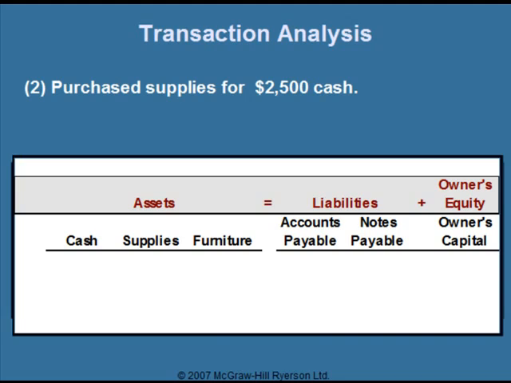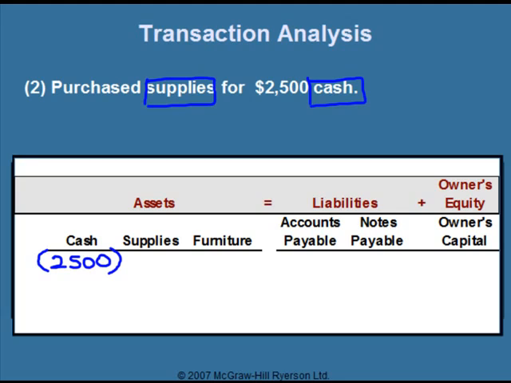Another example of a transaction is when the company purchases supplies for $2,500 cash. When we read this transaction, we have to identify the accounts that are changing, and we have supplies and cash. We know that cash is an asset, and we're going to write the $2,500 under the cash column. Now, when a company purchases supplies for cash, the company's cash is going down. So I'm going to put brackets around the $2,500 under the cash column to identify that it's decreasing.